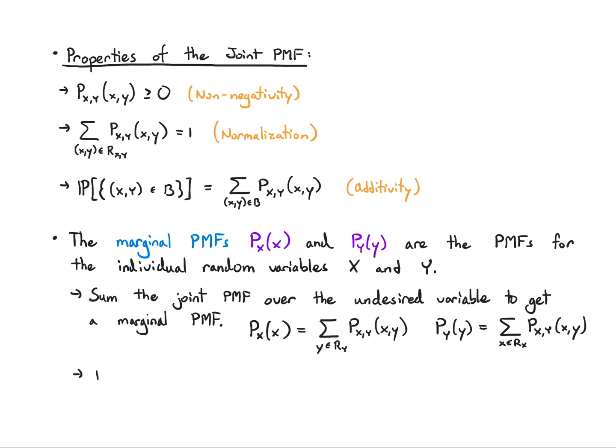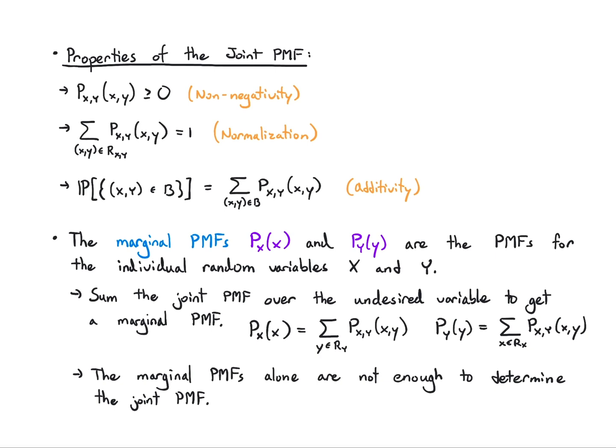The other thing to keep in mind is that if I tell you the marginal PMFs, you do not know enough to determine the joint PMF in general. Okay, so there are some special cases, and I'll tell you what those are later, but in general, the marginal PMFs do not determine the relationship between x and y. They just tell you the individual behaviors of x and y. Okay, so there are many different joint PMFs that would have the same marginal PMFs.